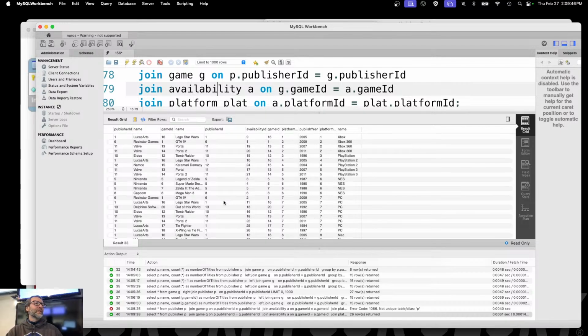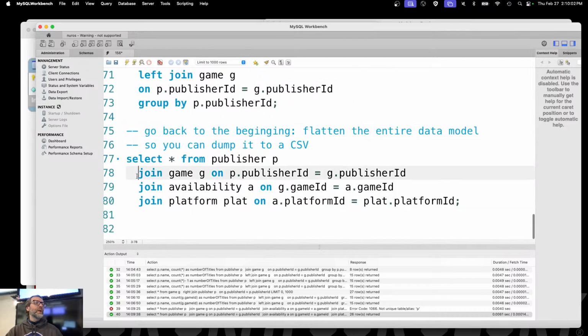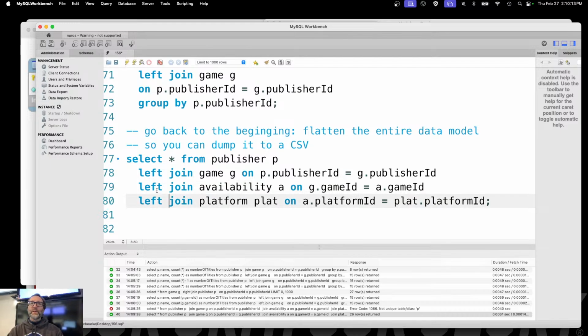Careful. Do you see what Sony Entertainment represented here? Let's go ahead and sort by them. I see Rockstar that goes to Valve. Do you see Sony? Nope. So what should we have done here? A left join, right? And then also a left join, and also a left join, right?